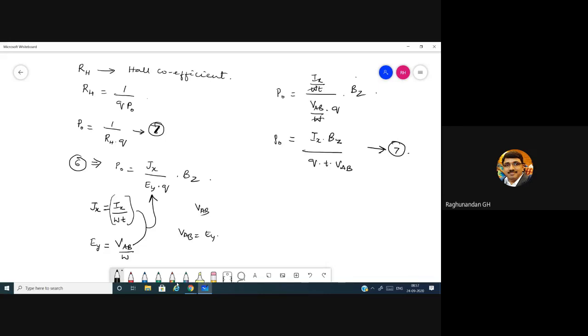I have already told you that P naught is hole concentration. So how many holes are there in a given p-type material, or how many holes took part in the Hall effect, is obtained by this equation. P naught is equal to Ix into Bz by Qt into VAB. So this is the equation which you should remember for P naught.